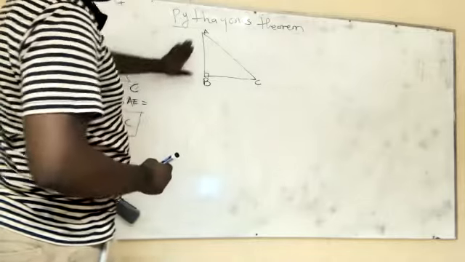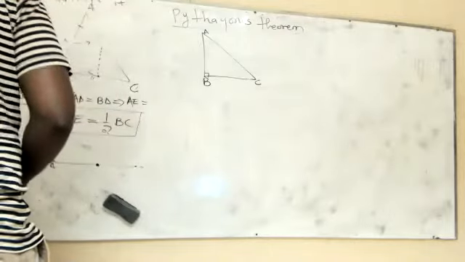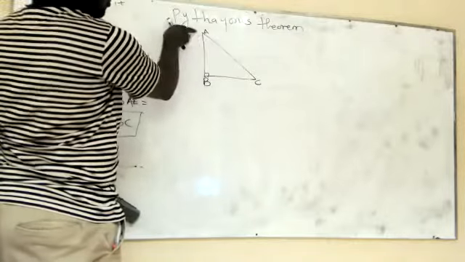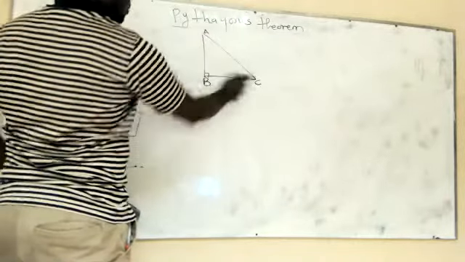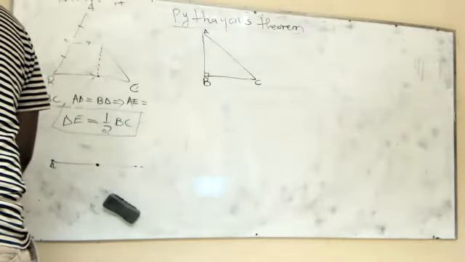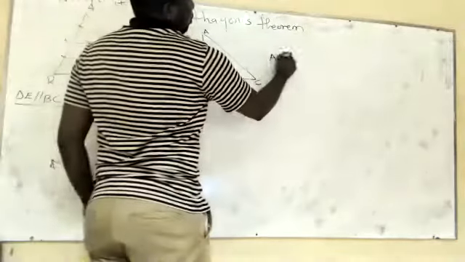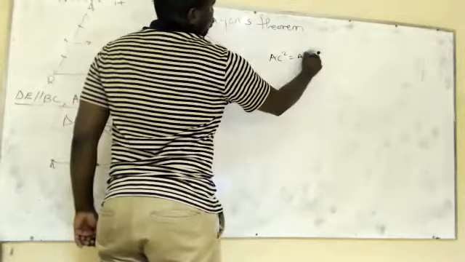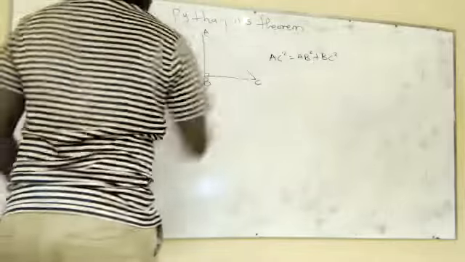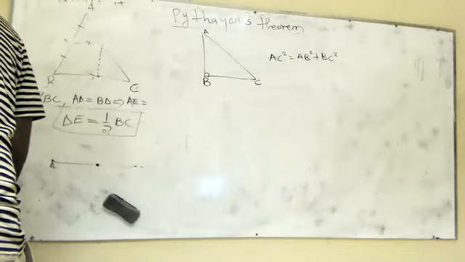Can any one of you give me the formula for Pythagoras from this triangle here? Let's say we have side AC, AB, and then BC. What will be the theorem around that? AC squared equals AB squared plus BC squared. Very true. So this is what is called the Pythagoras theorem, and it's the one which I'm going to cover with you here.